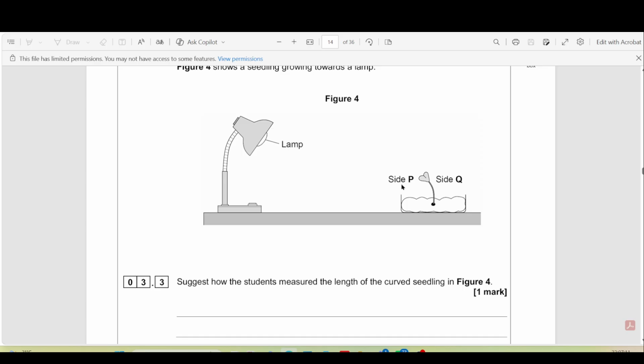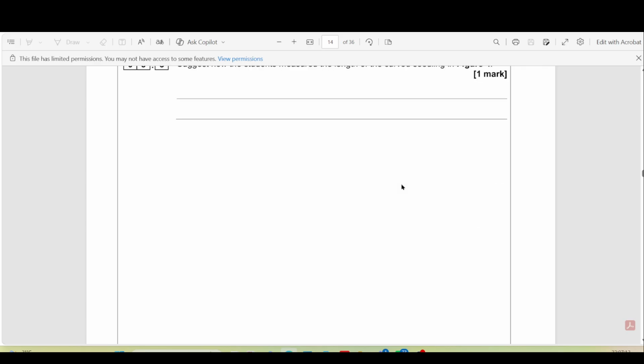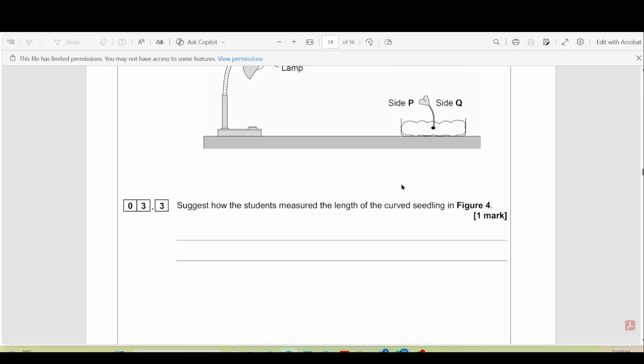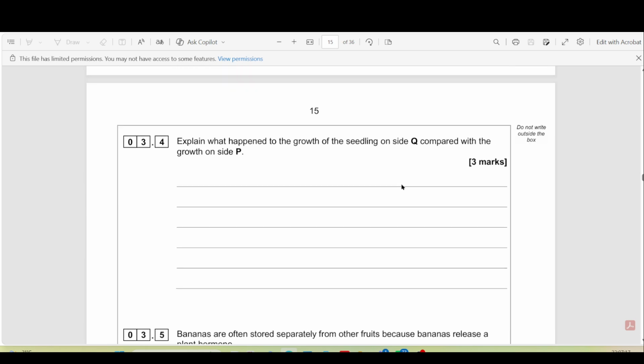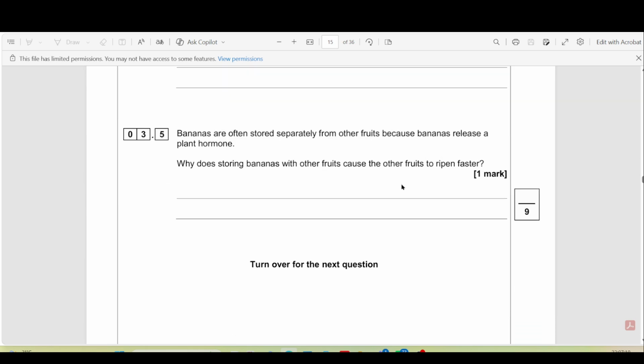Bananas are often stored separately from other fruits because bananas release a plant hormone. Why does storing bananas with other fruits cause the other fruits to ripen faster? Because bananas release ethene.